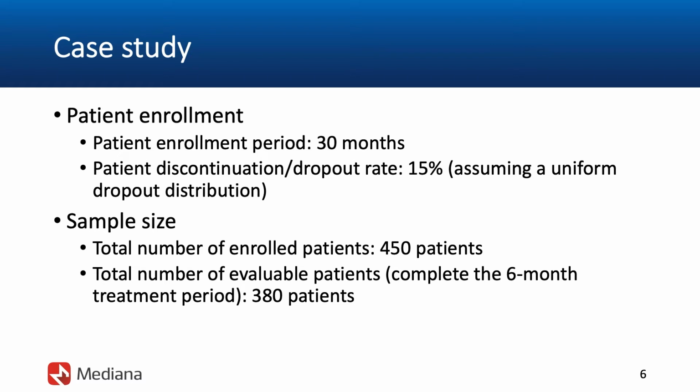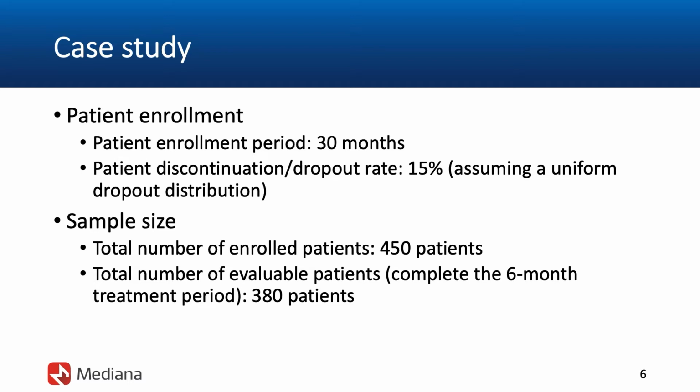For the sake of completeness, I'm going to go over additional information of generally secondary importance to define the patient enrollment parameters, as well as patient discontinuation dropout parameters and initial sample size calculations. In this trial, as you can see on this slide, the patient enrollment period is rather long. It's about 3 months long. The assumed patient discontinuation or dropout rate is 15%. As before, here we're going to assume uniform patient dropout distribution.